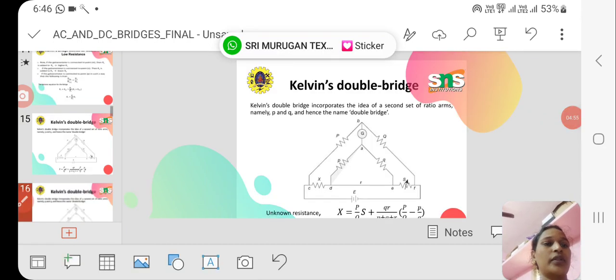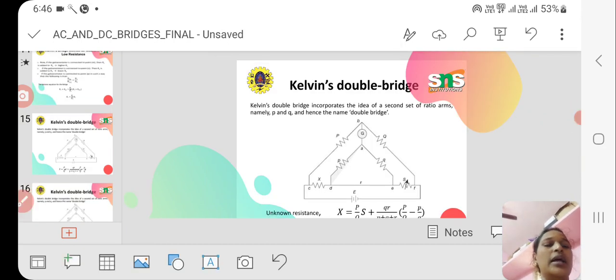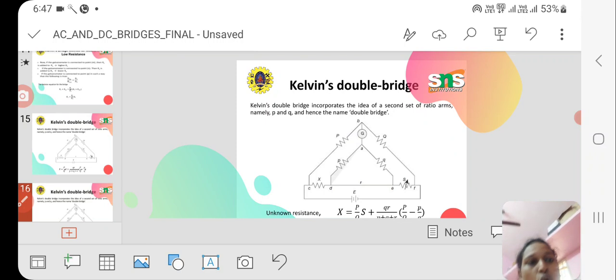A Kelvin's double bridge incorporates the idea of a second set of arms, namely p and q, and hence it is named as Kelvin's double bridge. The known resistance small p by q is made equal to the capital P by Q.